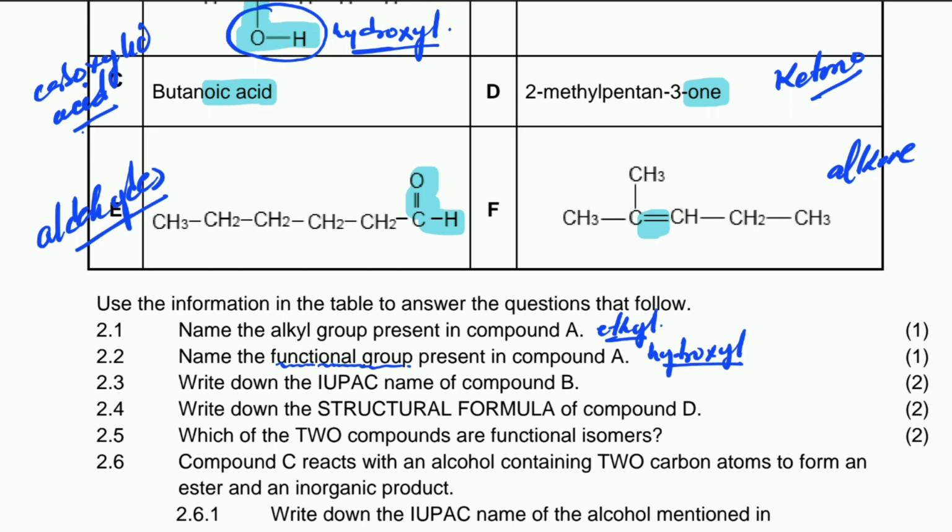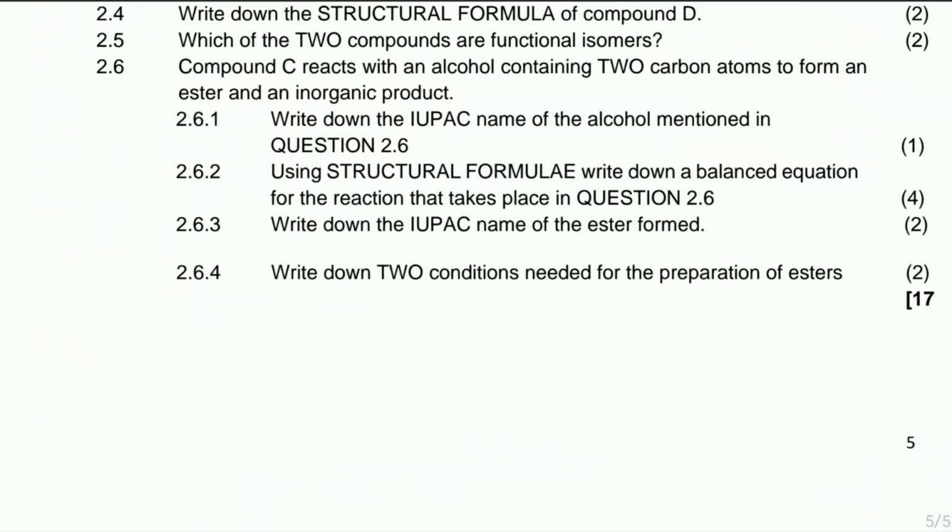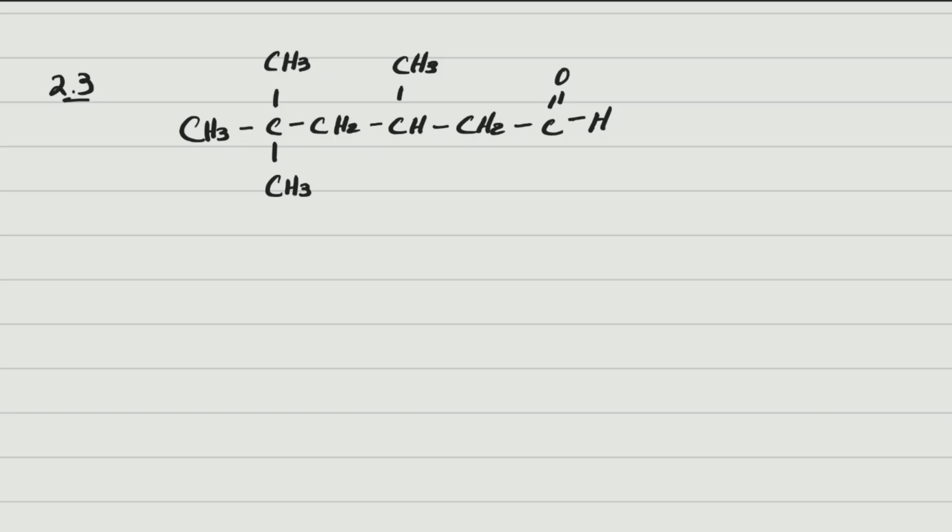Write down the IUPAC name of compound B. Now we have to go to compound B here, and this one has different steps. Remember, I told you to please follow the steps. So let's write this right down here, because I want to follow the steps. Okay, so here it is. We are going to write the name for this one. There is a video also on naming.